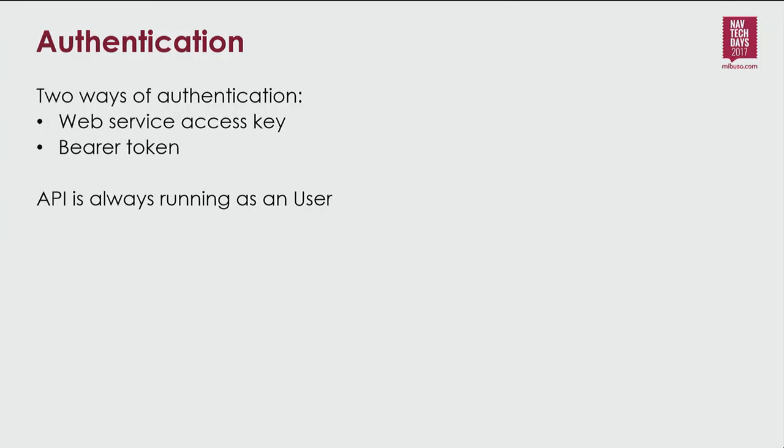So, for the authentication, you have only 2 ways of authenticating against our web services. The first one is the web service access key, and the second one is a bearer token. An important thing to know is that the API is always running as a user. So both of these authentication methods are connected to the user. The API call is going to have exactly the same permissions as the user has. And as well, if you're doing any logging on the username, then depending on the credentials of the user, we are going to store that in the NAV.